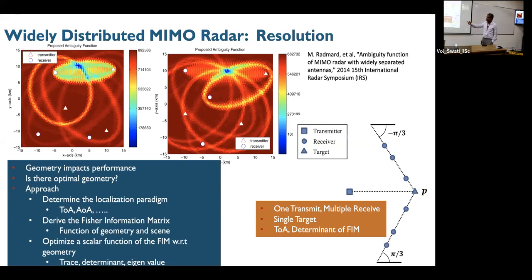So these are the two cases. This is the ambiguity function. You could think of it as a localization error in some sense. The Fisher information and the ambiguity function depend on the target parameters, and they also depend on the radar locations.